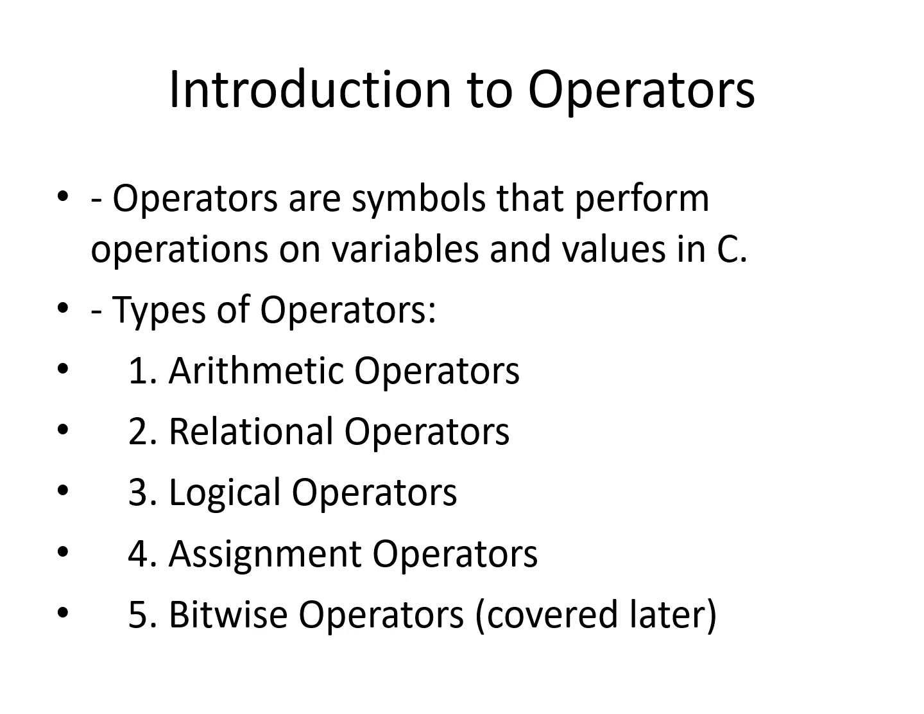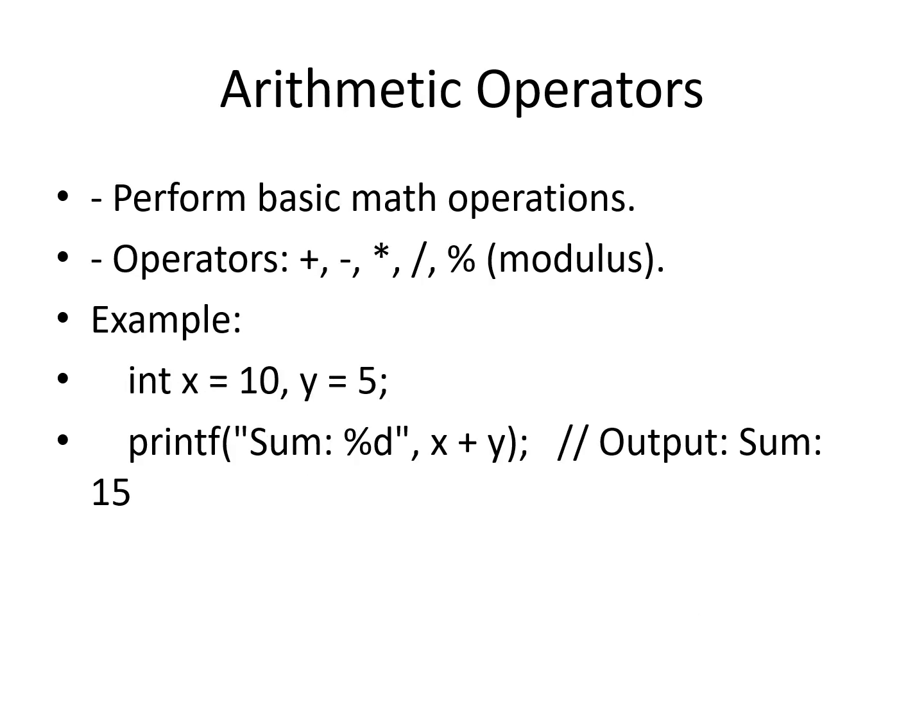So operators are symbols that can perform operations on variables and values in C. There are different types of operators in C. First are arithmetic operators, relational operators, logical operators, assignment operators and bitwise operators. The bitwise operators we will cover later. So what are arithmetic operators? Arithmetic operators perform basic arithmetic operations like addition, subtraction, multiplication, division and the modulus operator.